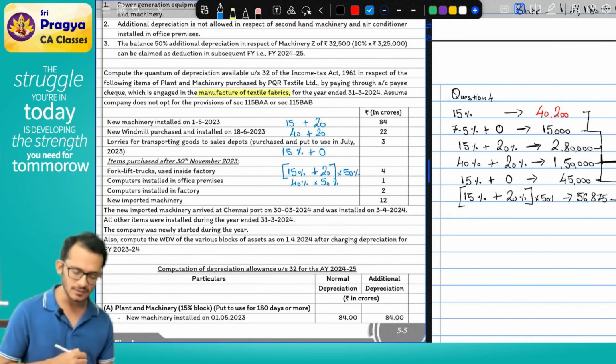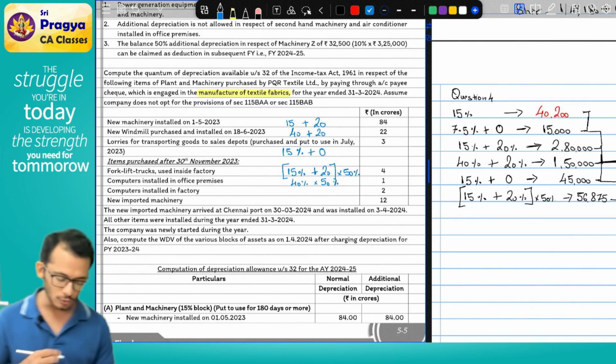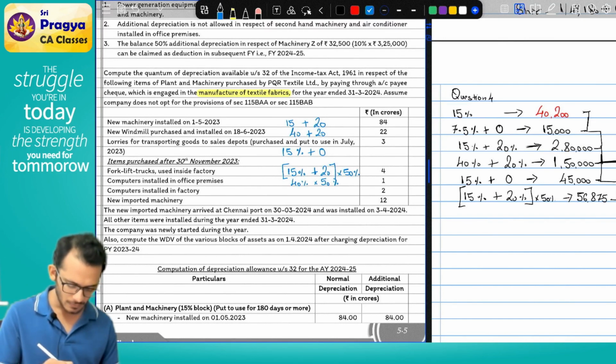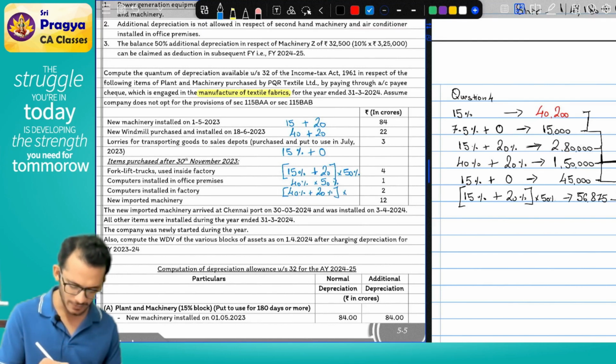Next, computers installed in factory, 2 lakhs, 2 crores. Rate is 40 plus 20. The whole thing into 50. Very good.